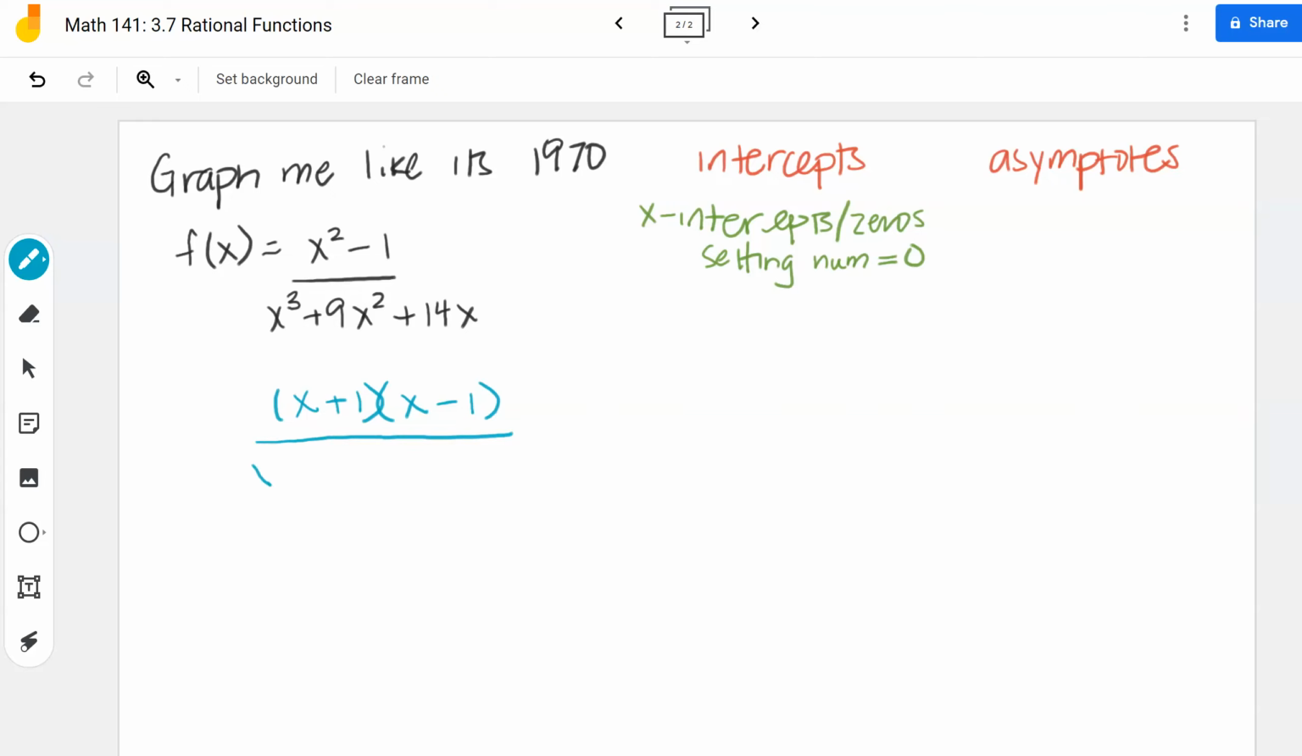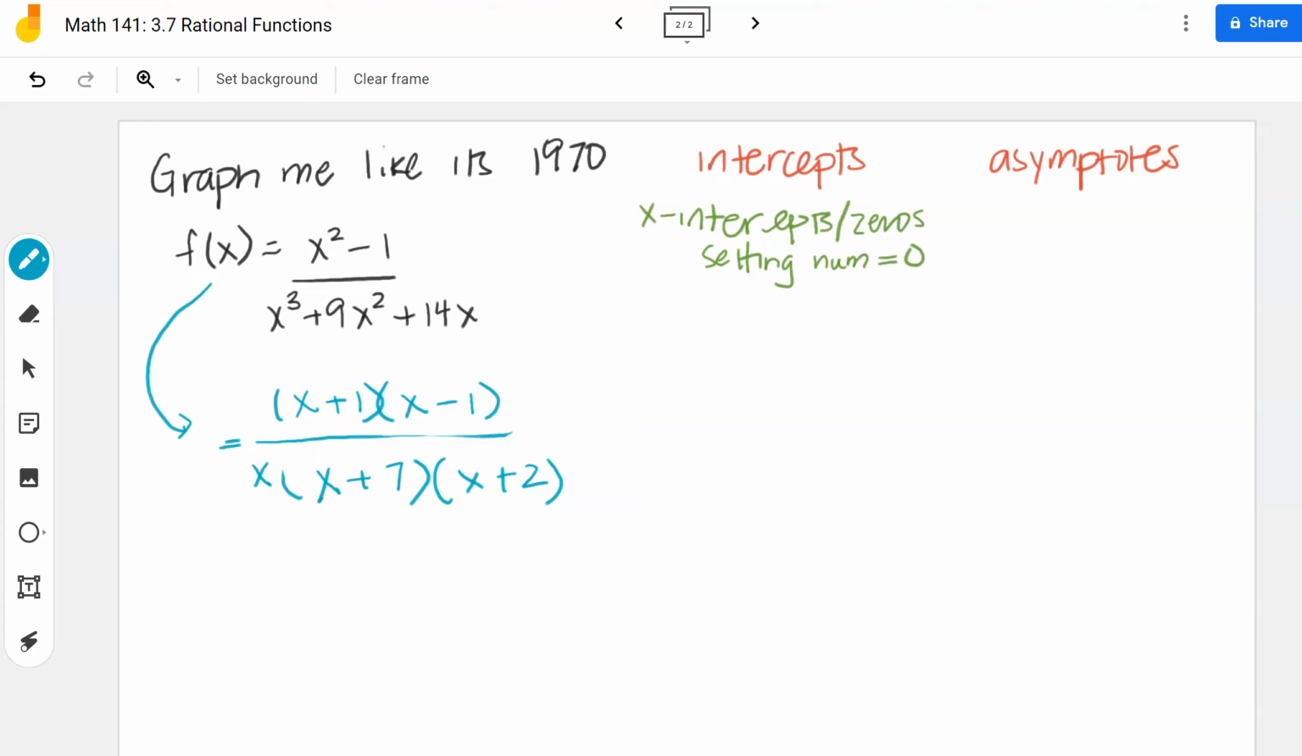I can take out an x from everything, leaving me with x squared plus 9x plus 14. Oh, there's no 14x, there's no x left, I just factored that out. And then I have to go, okay, what multiplies to 14 and adds to 9? That's 2 and 7. So let me break this down again. Turns out that this is x times x plus 7 times x plus 2. So I've got my factored version. This is the exact same function, just written out factored instead of multiplied out.